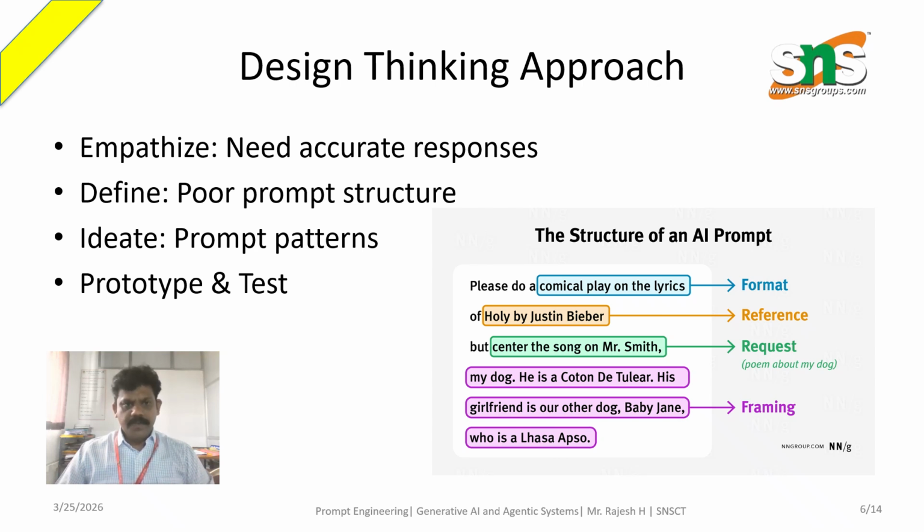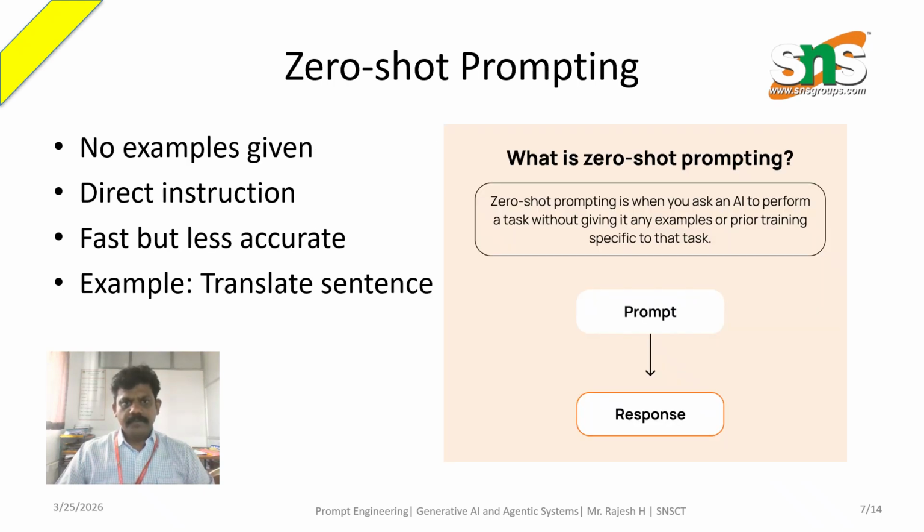So we need to empathize this with the structured prompt. Then we can see the responses from that, and we'll be able to identify the various patterns in the ideation stage. If it is zero shot prompting, it is when you ask an AI platform to perform a task without giving it any example or prior training specific to that particular task, and it will give a response. This is some kind of translation example.